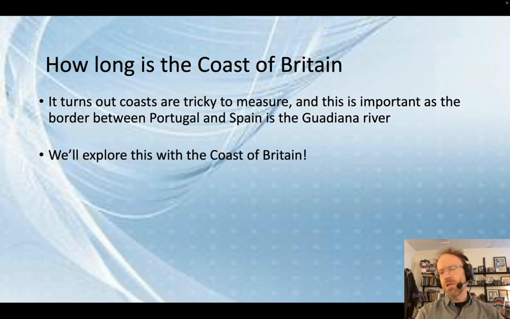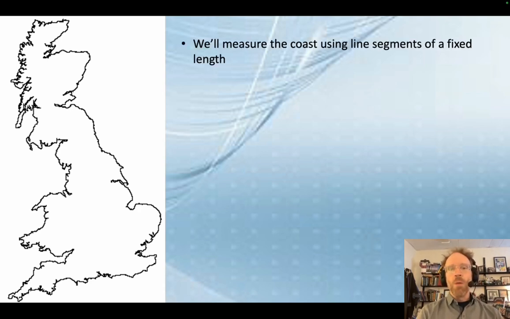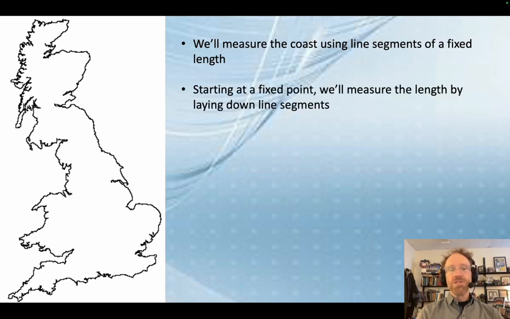So we're going to explore this with the coast of Britain. And there's a pretty famous paper called How Long is the Coast of Britain that explores exactly this. So here's an example of an image of the coast of Britain. We're going to measure the coast using line segments of a fixed length. So you're going to start at a fixed point. We'll always start way down here in the lower left corner. And see, there's my first red line segment.